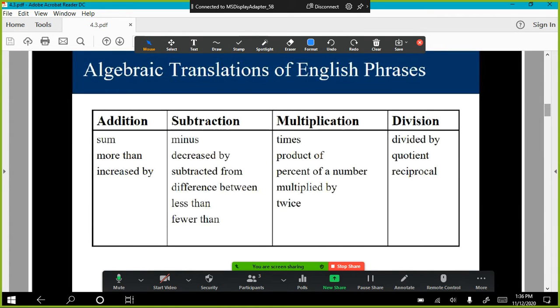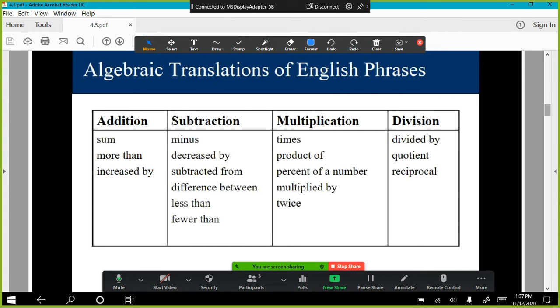All right, so here are some key words that you need to make sure you understand. Sum, difference, product, and quotient are the four big ones. Sum, anytime you see sum, that means addition. Difference is always subtraction. Product is always multiplication. Quotient is always division. Some other things when you're talking about addition: more than, increased by.